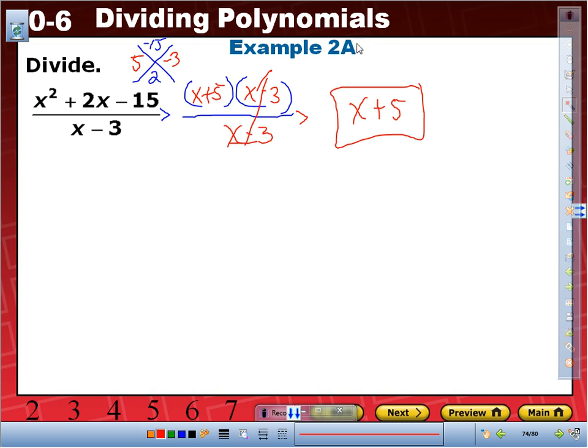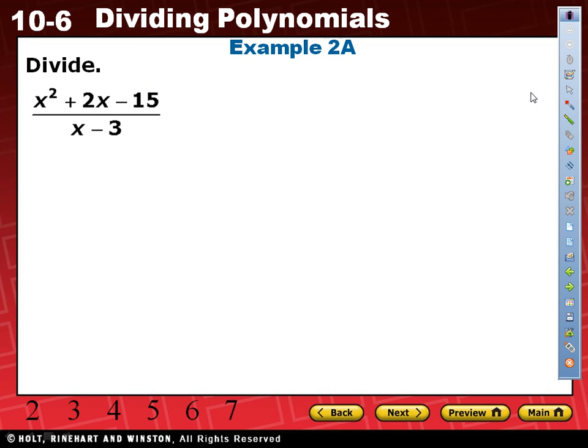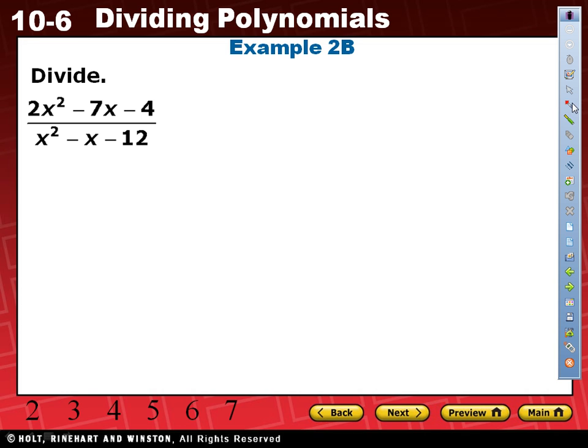Yeah, so this second example, example 2, even from your book, is going to be like a review because we already covered this, right? So let's do another one, example 2b. Copy this one down. It says, divide 2x squared minus 7x minus 4 over x squared minus x minus 12.